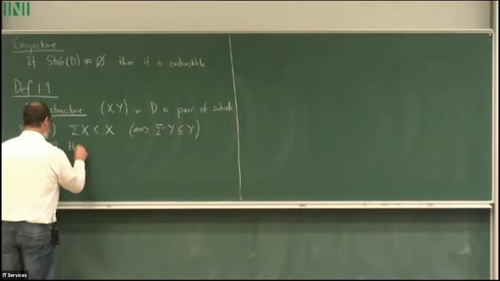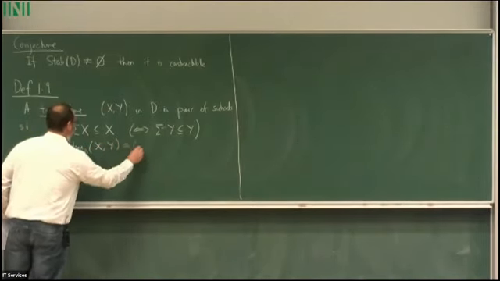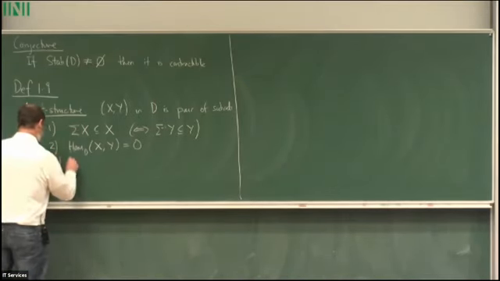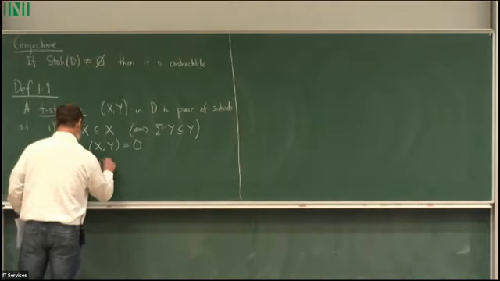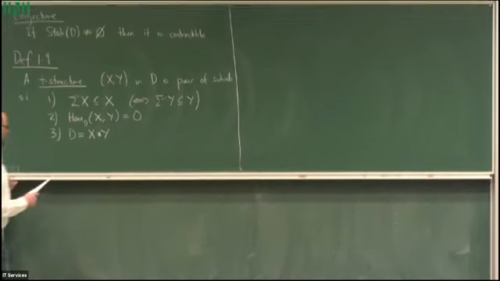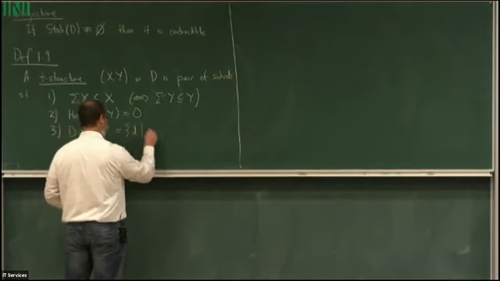Second, there are no morphisms from an object in X to an object in Y. And third, everything in D can be built from X and Y using this star model we discussed last time. So it's a triangle.